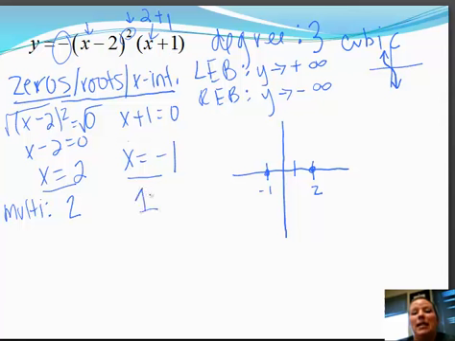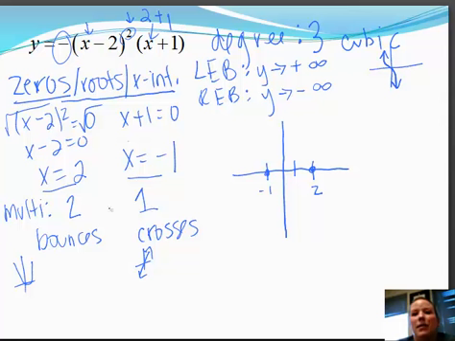Now this should make sense, because if it's an even multiplicity, it bounces. If it's an odd multiplicity, it crosses. So let's think about this in terms of our functions. If we just had x minus 2 squared, that's a parabola. It makes a bounce. A parabola has a bounce in it. If it was just x plus 1, it would be a line, so it would be straight and it would cross.